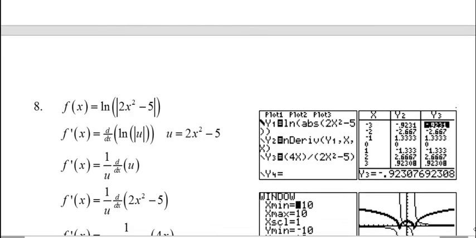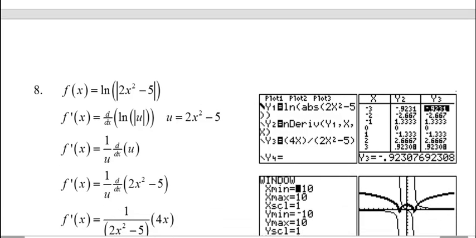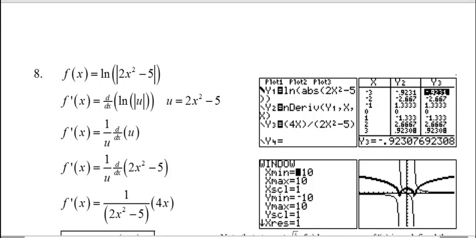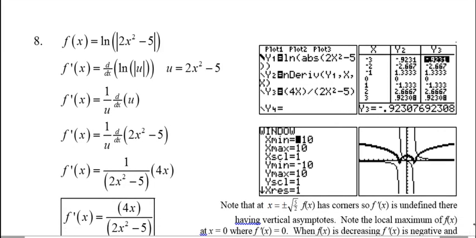Okay, a couple more, 3 more of these. So f of x is the natural logarithm of the absolute value of 2x squared minus 5. Notice the last thing you're doing was taking the logarithm, but we do have a rule for the logarithm of the absolute value. If you let u be 2x squared minus 5, we're doing the derivative of log of absolute value of u. That's 1 over u times the derivative of u. u is 2x squared minus 5, that derivative is 4x, and of course u is 2x squared minus 5. So we get 4x over 2x squared minus 5.